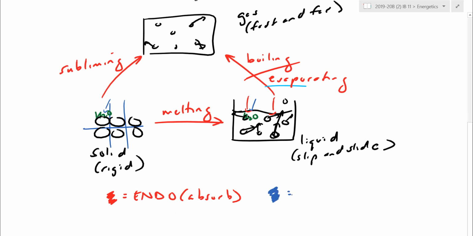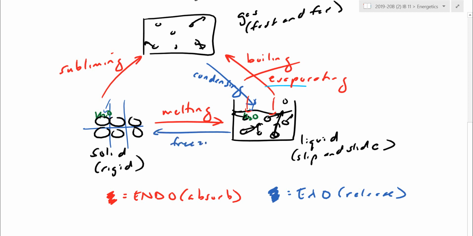Let's do it in blue here. Blue is an exothermic reaction, where heat is released. So going from gas to liquid, let's say on a cold day you breathe onto a cold window pane, you see little droplets of water form. We call that condensation. So condensing is going from gas to liquid. Liquid to solid, you can call it freezing. So water freezes, becomes ice. You could also call it solidification. It's forming a solid. That's perfectly fine.